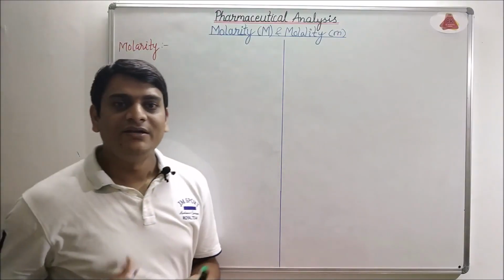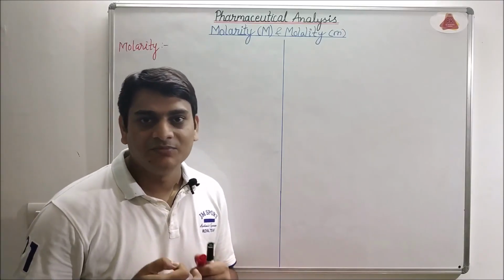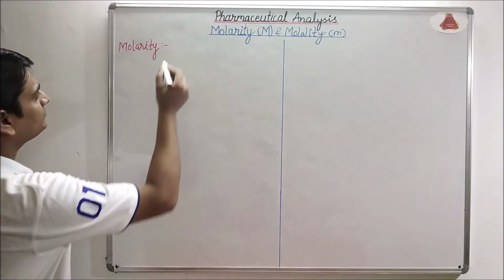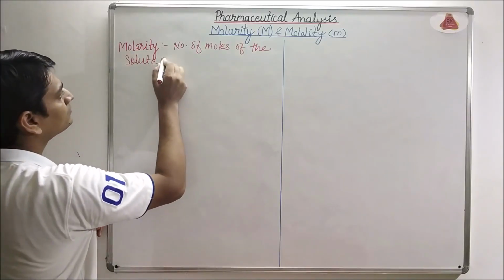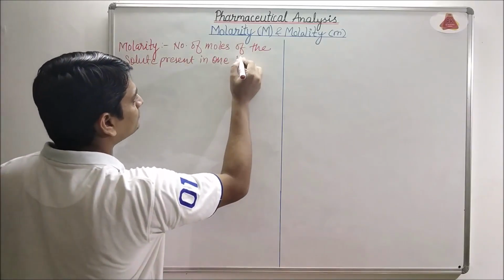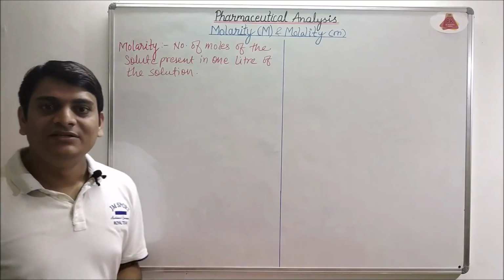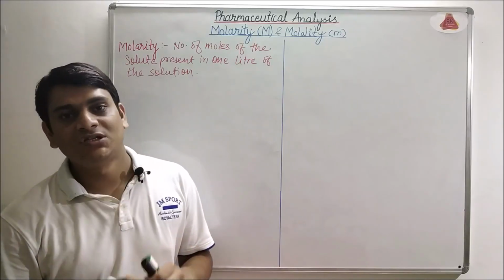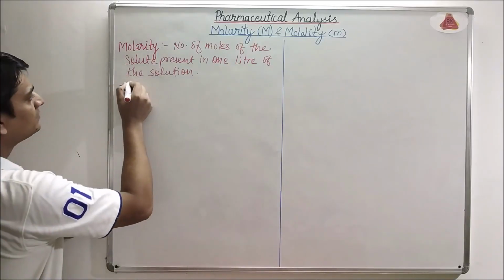So what is molarity or molar concentration? It is the number of moles of the solute present in 1 liter of the solution. Molarity is denoted by capital M and the formula for molarity is number of moles of solute divided by volume of solution in liters.